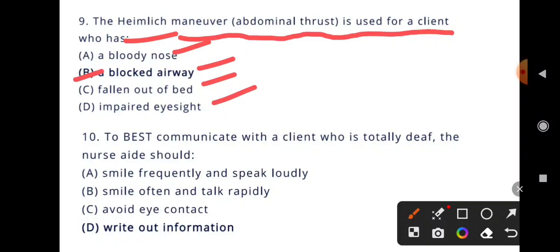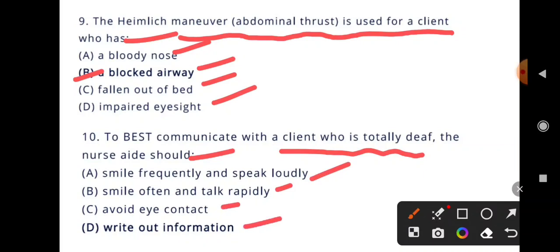So next, to best communicate with a client who is totally deaf, the nurse aide should: smile frequently and speak loudly, smile often and talk rapidly, avoid eye contact, write out information. So option D, write out information, because the patient is totally deaf.